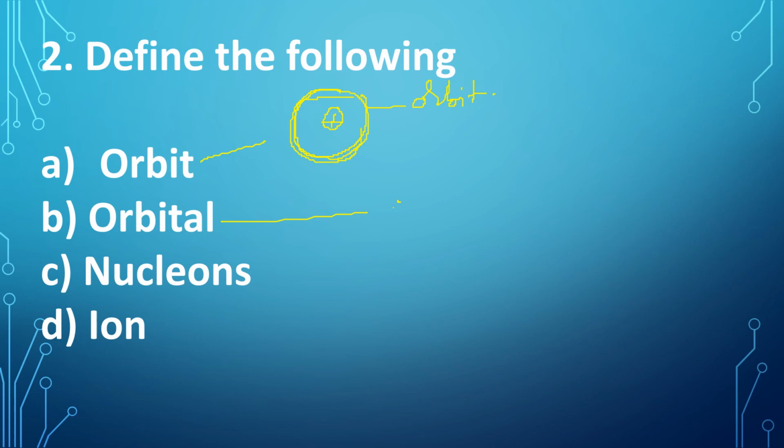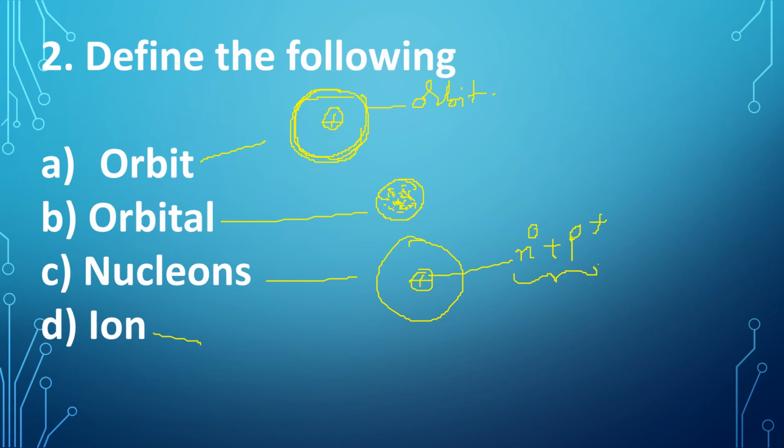Then you know what orbital means: where the probability of finding an electron is maximum. At that particular region, naturally it contains more number of electrons. So where the probability of finding an electron is maximum, we can call it an orbital. Then what are nucleons? The nucleus contains neutrons as well as protons. So neutrons and protons are known as nucleons.